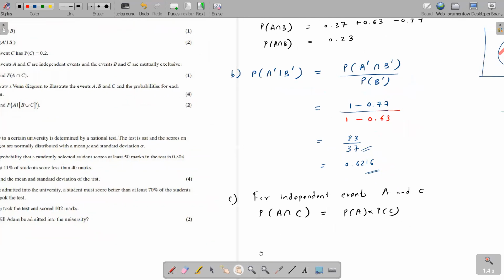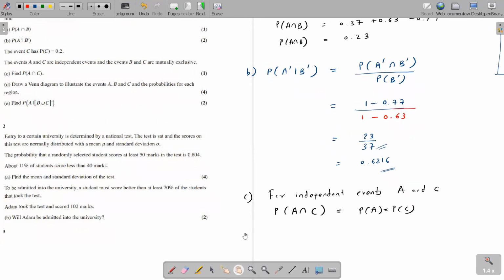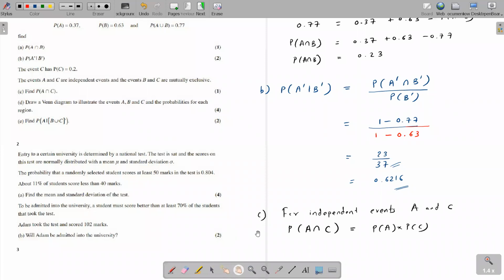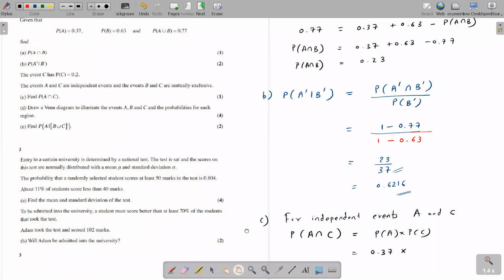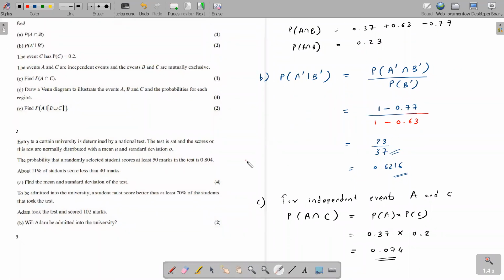So what do we have here? We are trying to find A intersection C, right? We know the probability of A, given in the question: probability A is 0.37. Probability C is 0.2. Multiplying this out, the answer is 0.074. Okay.